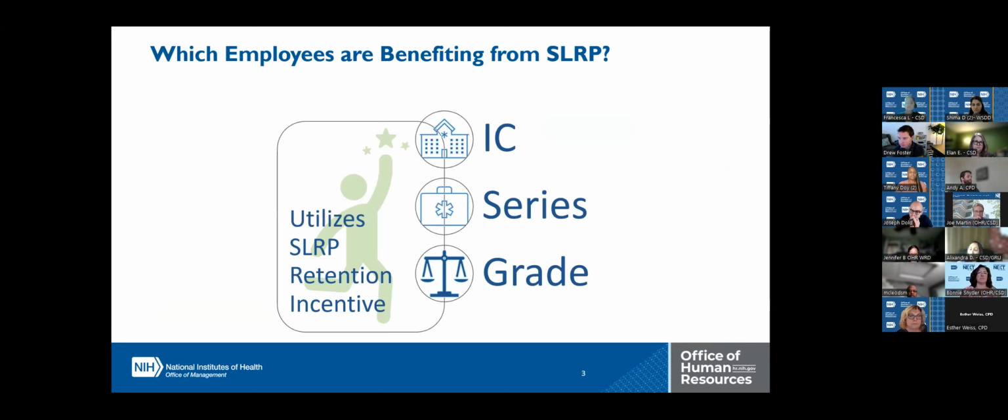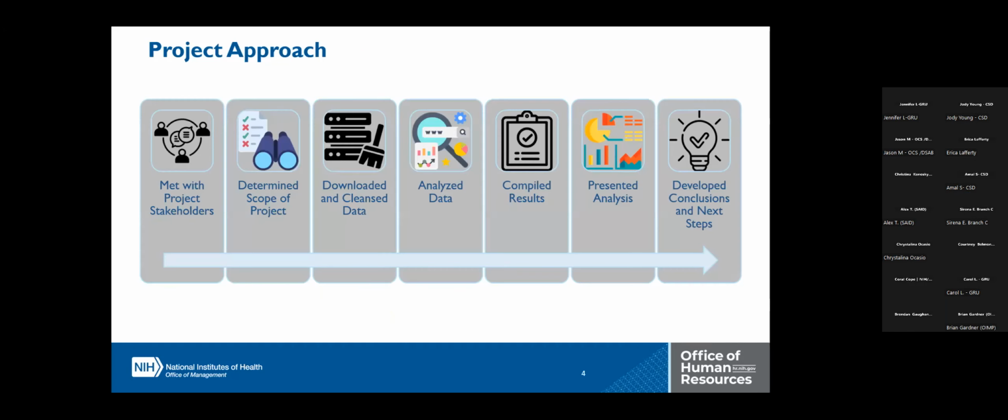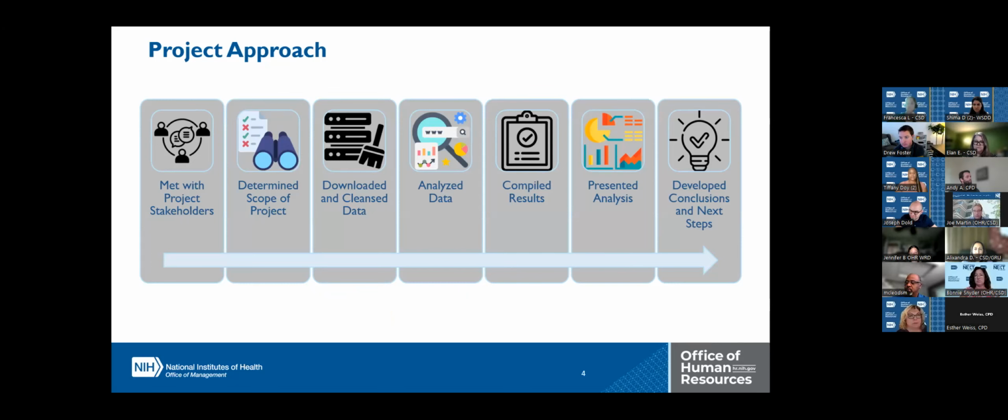For our project, we wanted to focus on how SLRPs are being used across the ICs. We know that there have been other SLRP projects, but we wanted to drill down to identify how series along with grades play a factor and the frequency of SLRPs given across the NIH. Our approach to this project involved meeting with our stakeholder to discuss the project scope, gathering and cleaning the data to further analyze the attributes, compiling our results, and then presenting our findings and recommendations in a visually effective way.